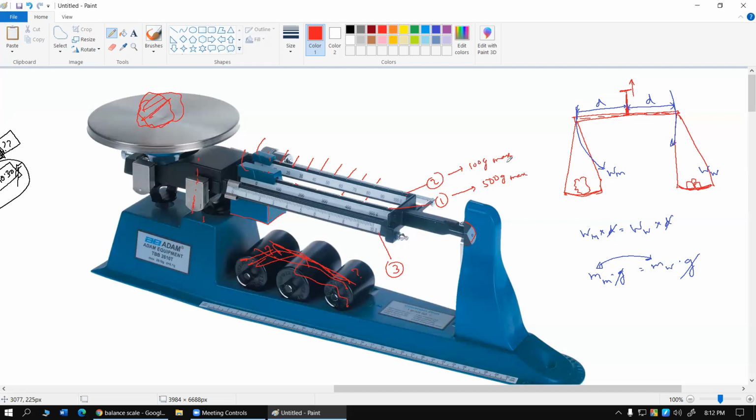This is the maximum value that it can have. The maximum that scale number 3 can give is 10 gram max. So the maximum measurement that this device allows us to do, when all of these are placed to the very right and some unknown object over here is balanced, is how much? The maximum measure you can do is 500.